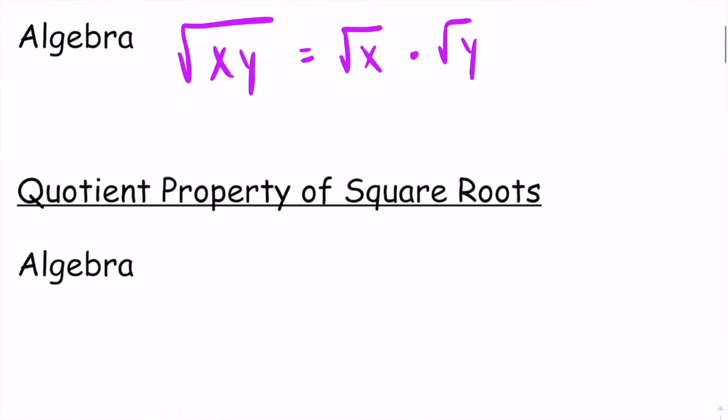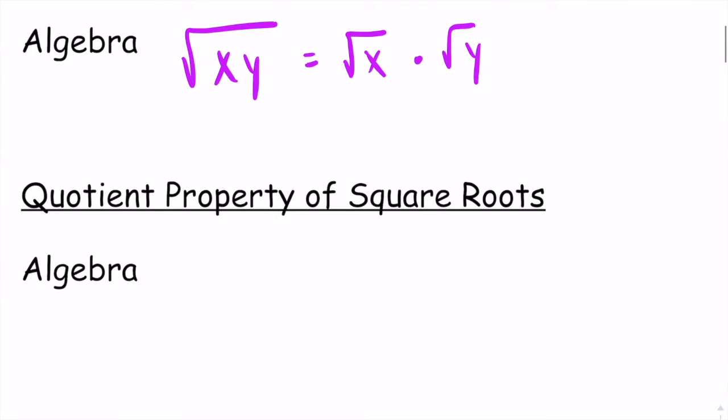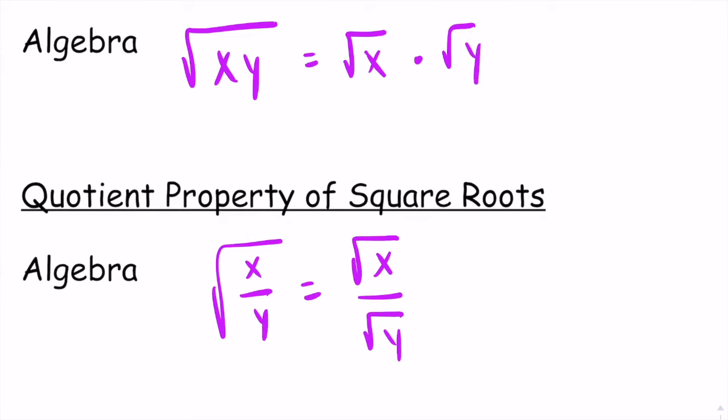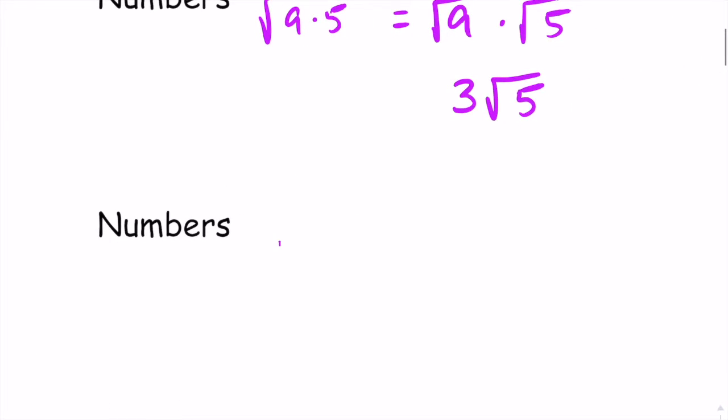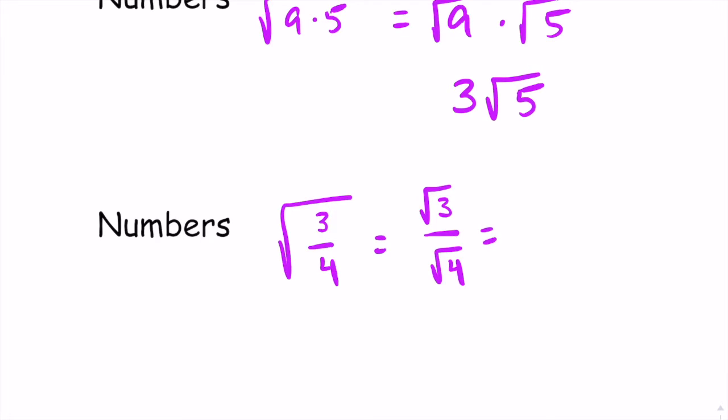Quotient property is pretty similar. Quotient means division. So in this problem, let's say I have the square root of x over y like this. All this is saying is I can split it apart. I could do the square root of x over the square root of y. So when we deal with numbers, let's say I have the square root of 3 over 4. This can be then split up into square root of 3 over square root of 4. One of these can be simplified. It's the bottom one, right? The top one, 3 is prime. I can't simplify that anymore. So square root of 4 is 2. So that would be simplified to root 3 over 2.